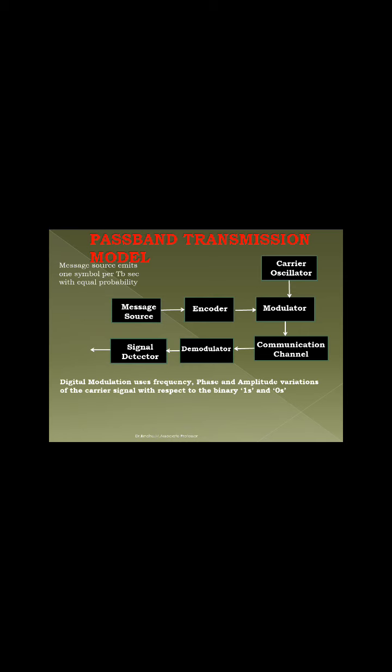To do the modulation, we need one input from the source. The next one is the mixing with the carrier oscillator. We allow the modulated signals to pass through. In the receiver segment, we have a demodulator and a signal detector which is capable of getting back my original message source. Therefore, the modulation can occur in three different parameter variations.